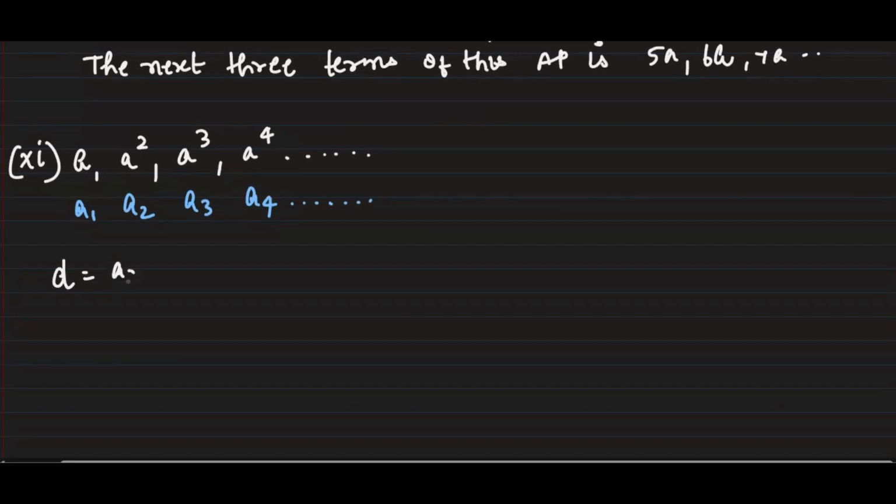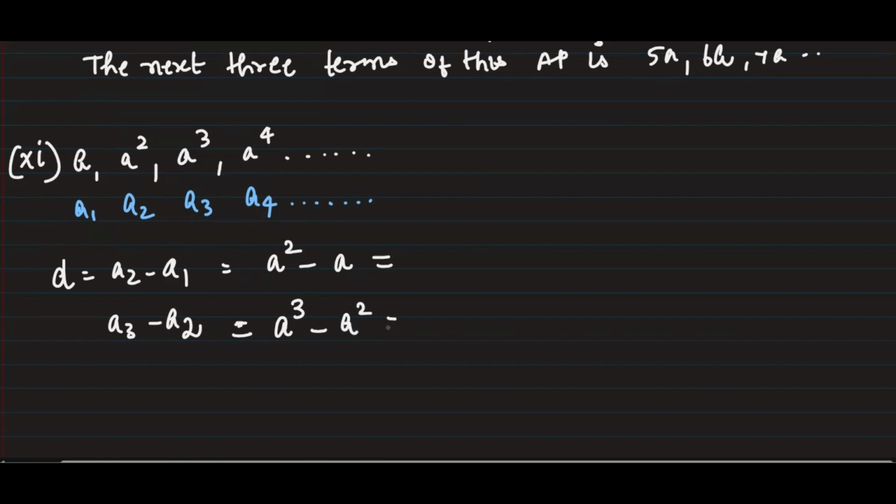D is equal to A2 minus A1 or A3 minus A2. In this case, the second term is actually A square, so A square minus the first term, which is A. Then A3 minus A2, where A3 is A cube, so A cube minus A square. Let's find the next one also. D is equal to A4 minus A3, where A4 is A to the power 4.